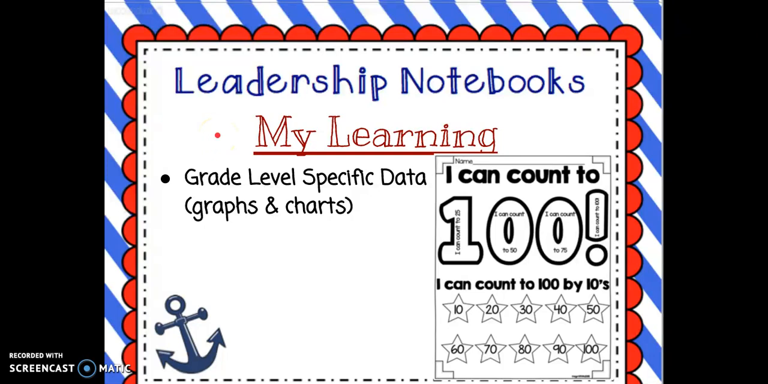The next tab, so that is it for that tab. The next tab is the My Learning tab. So this is where your grade level specific data goes. This is where we kind of got overwhelmed last year. We put all kinds of these data recording sheets in the My Learning tab. So this is one that we use in kindergarten. We have sight word sheets, we have letter sheets, we have all kinds of different kindergarten curriculum, grade level specific graphs and charts.